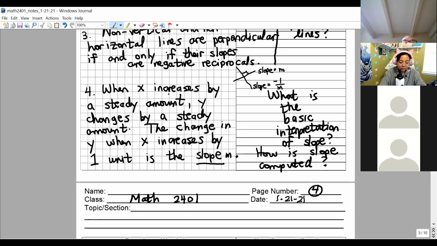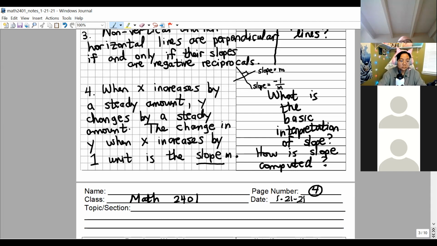In a linear relation, when x increases by a steady amount, then the y value is also going to change by a steady amount. Now, keep in mind that these two steady amounts do not have to be the same, all right? When x increases by a steady amount, y is going to change also by a steady amount, but the amount of change in y does not have to be the same as the amount that x increases. See that?